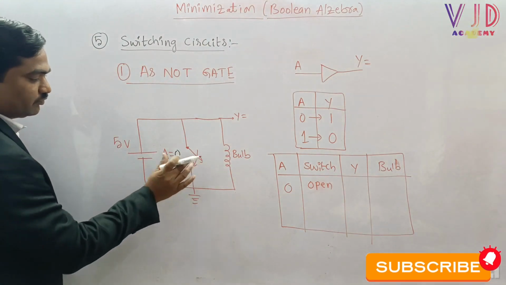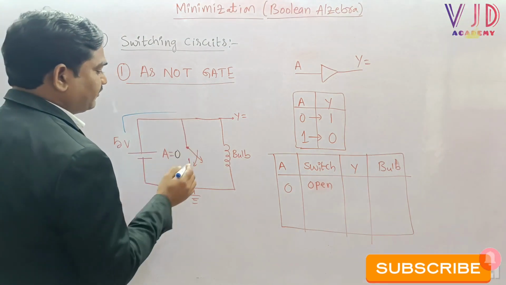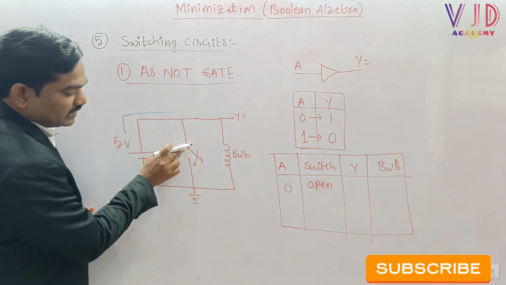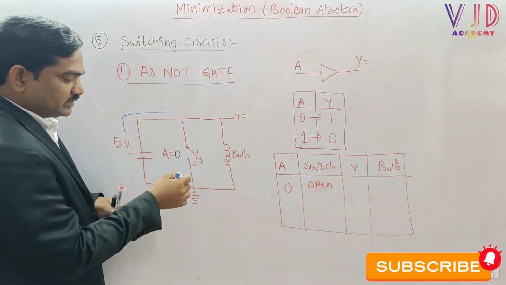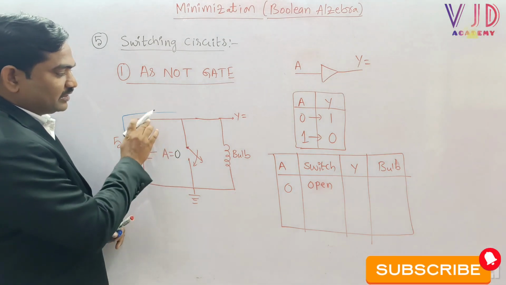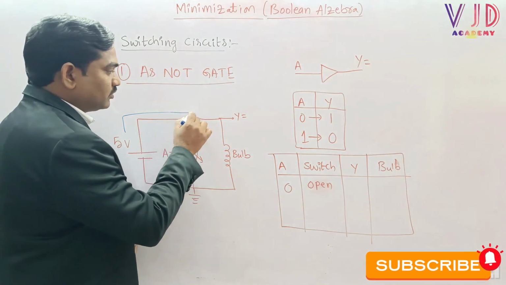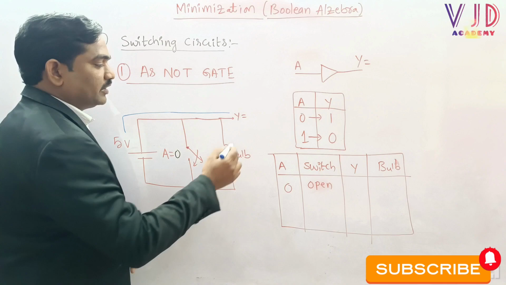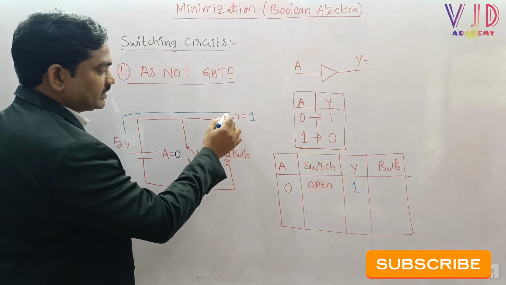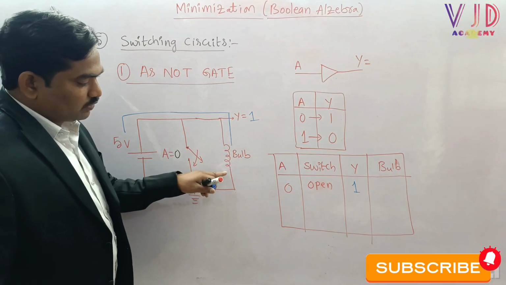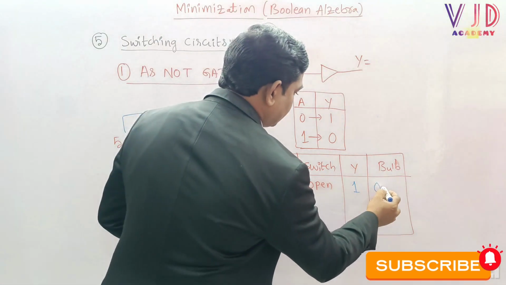Now the moment the switch is open, suppose we apply 5 volts. There is no connection between this node and this node, which means there is no possibility that this 5 volts power supply will go to ground. So this 5 volts power supply will go to Y automatically, which means we will get output Y as 1. After this, the power supply comes through to the bulb, so the bulb will be turned on.